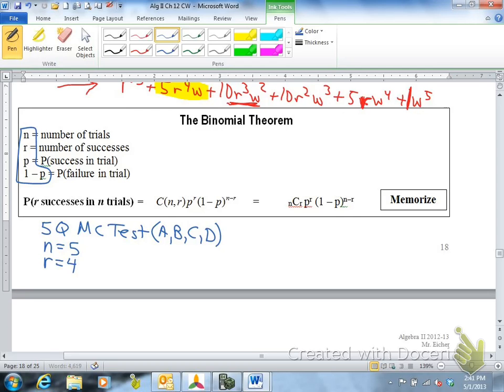So we do a 4. What's the probability of success? Well, if you have 4, A, B, C, D, there's only one of them that's right. So it'd be 1 out of 4. And what's the probability of failure? Well, if there's 1 out of 4 ways to succeed, the leftovers, 3 out of 4 ways to fail.